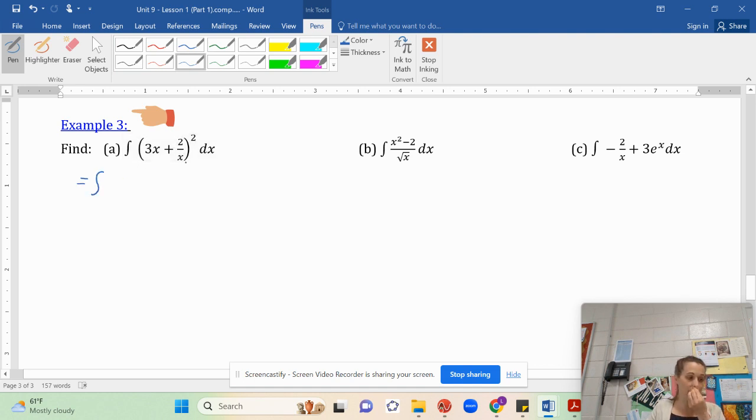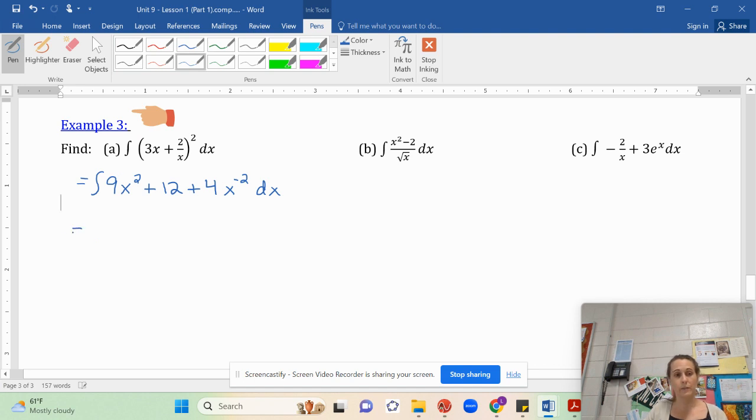(3x + 2)/x times (3x + 2)/x, which gives us 9x squared plus 12, I believe. And you can check my math. I am expanding here, but I'm not writing it all out because this is HL, plus 4x to the negative 2 power dx. And I still have the integral. I haven't integrated, I'm just expanded.